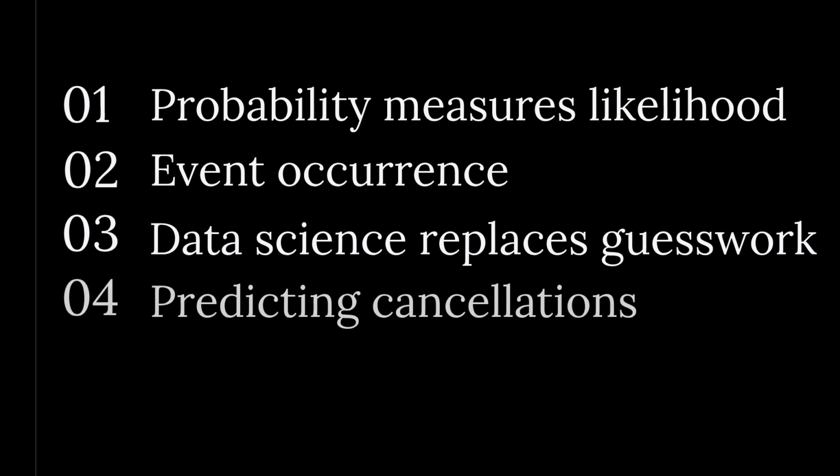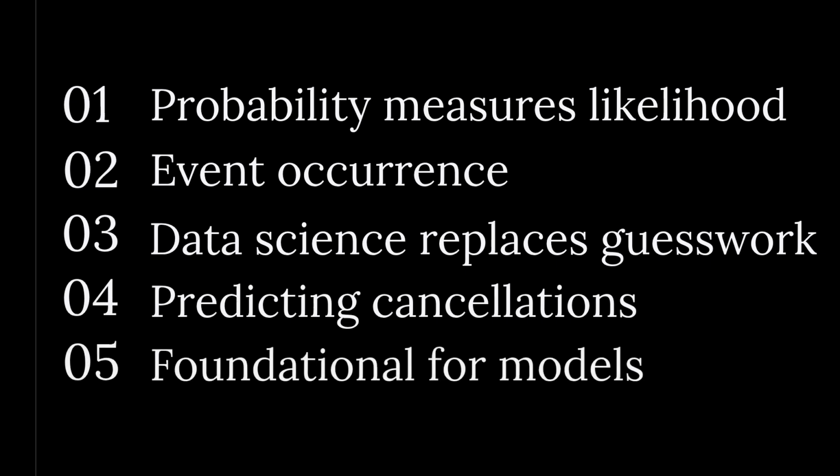A value closer to 1 indicates higher likelihood, while closer to 0 suggests less likelihood. Understanding this is foundational for predictive models.